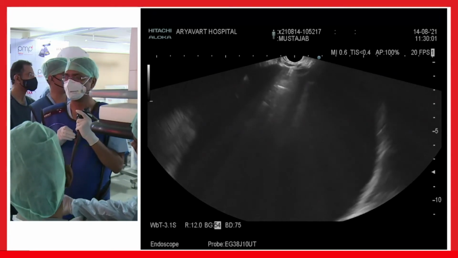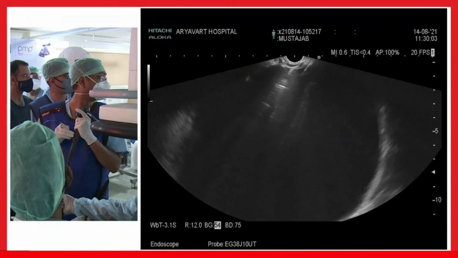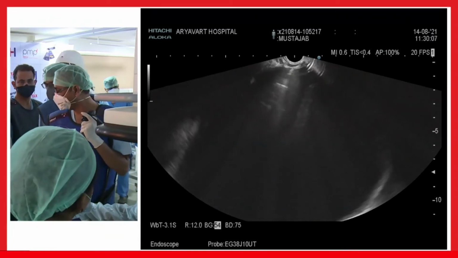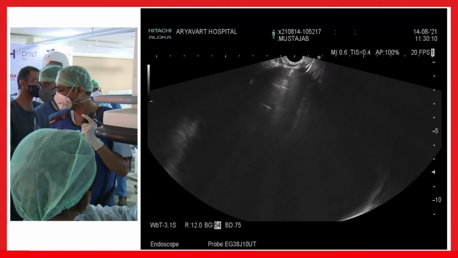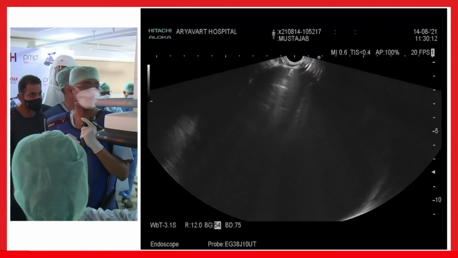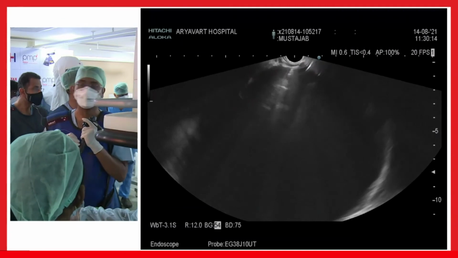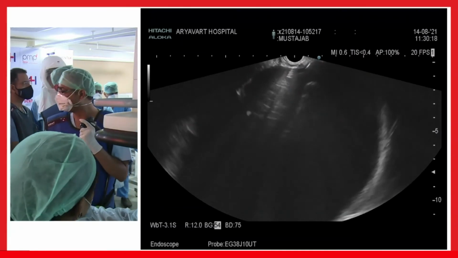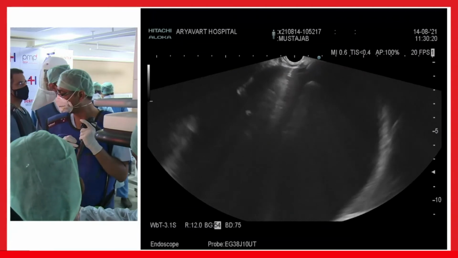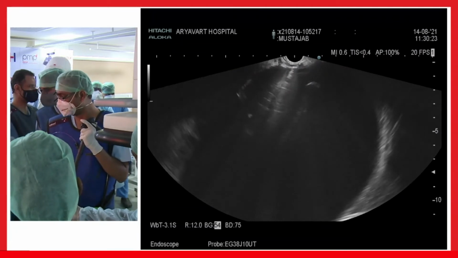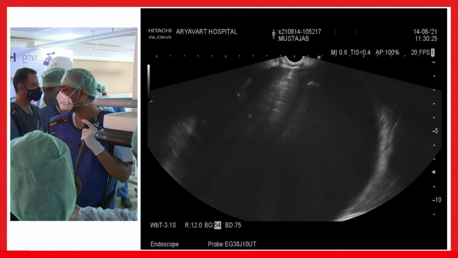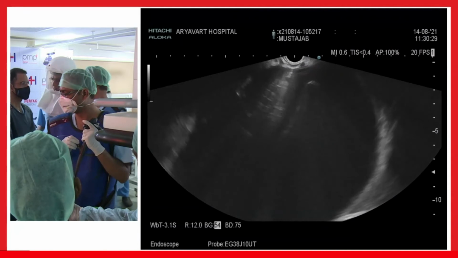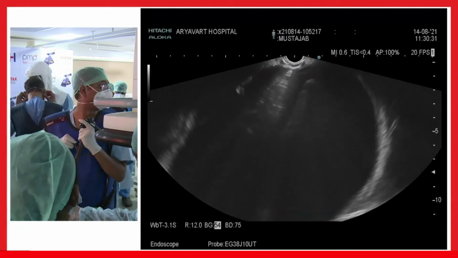I think the balloon is deep inside, so we need to withdraw the balloon. Yes, I am withdrawing it. Just deflate it. It is still not deflated. Deflate it and take it out with the syringe, otherwise it will not come out. Just disconnect it and take out with the syringe. Now I will take it inside.